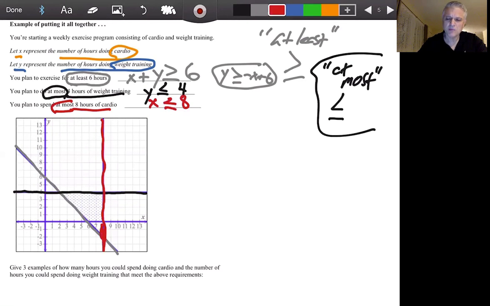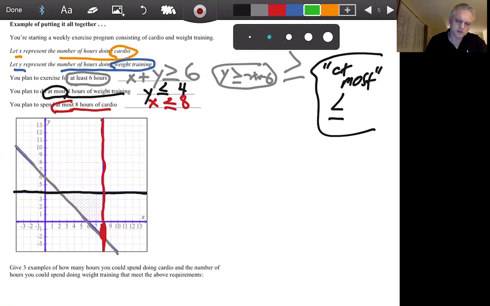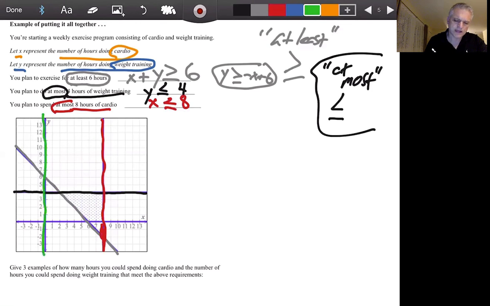But notice they've got a couple more here. This is kind of important. They've got this one on the y-axis darkened in, and they've got this one on the x-axis darkened in. Well, why is that? Well, in real life, okay, if I say less than 4, is -7 less than 4? Sure it is. But can you lift weights for -7 hours? No. So my y has got to be greater than or equal to 0, right?